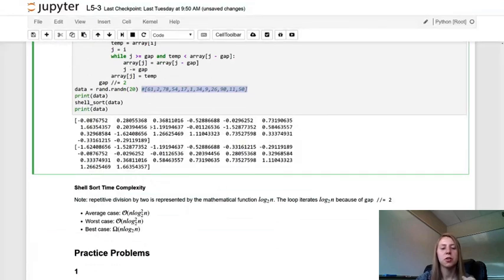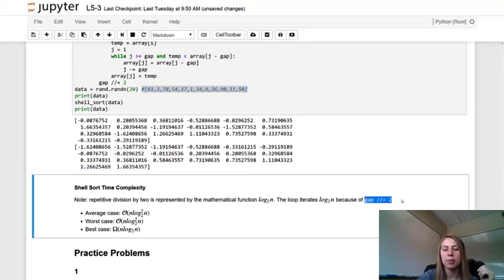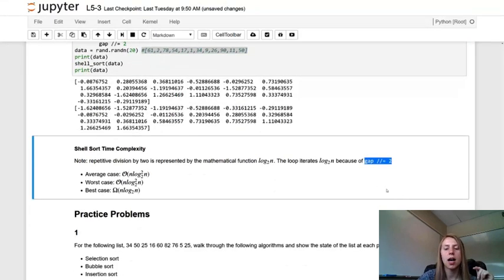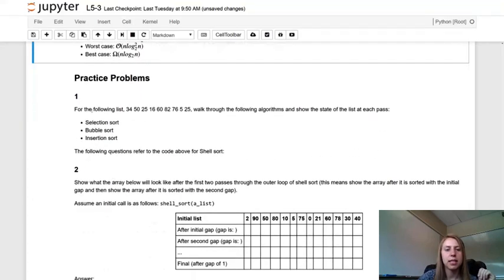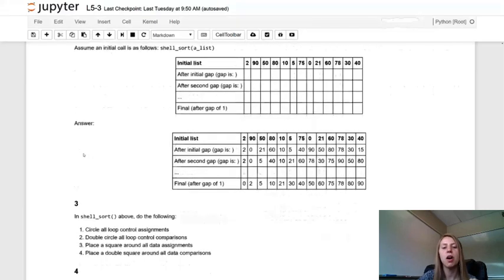Now, shell sort is our first sorting algorithm that's not quadratic. It's actually n log n, average case, worst case, and best case because of this repeated division by 2 for our gap. So shell sort is a quite efficient sorting algorithm. And I have some practice problems here that I encourage you to work through for extra practice.